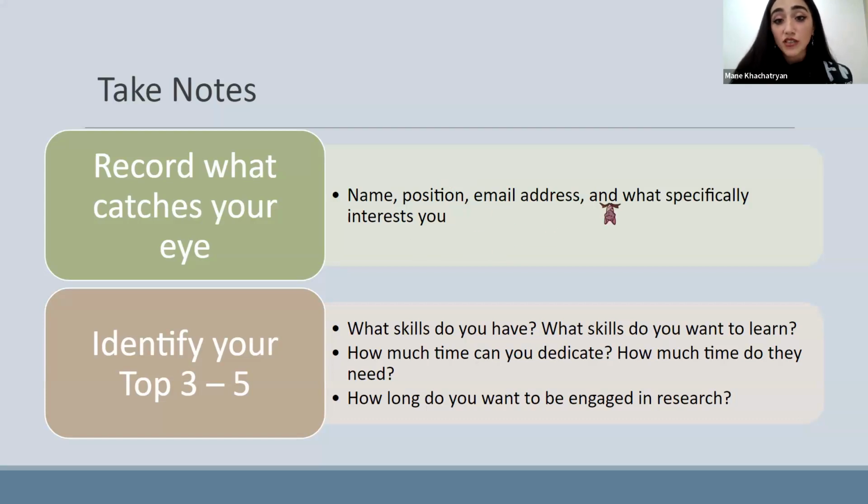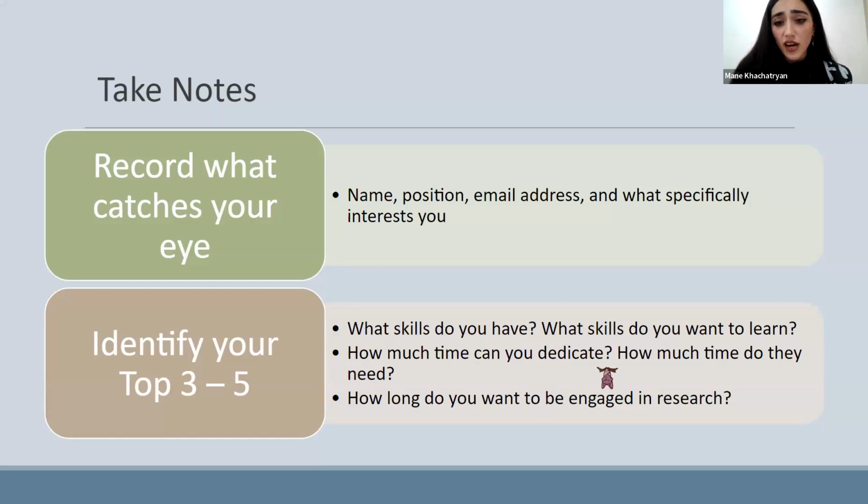Make sure to record their email addresses, write down what interests you about them, what their topic of research is. Write down if there are any skills that you have that they also need, or write down skills and techniques that they're using that you would like to learn. Write down what time commitments they're looking for.